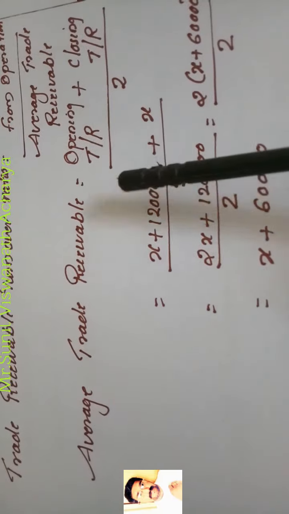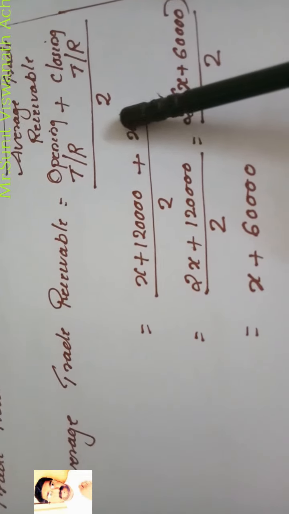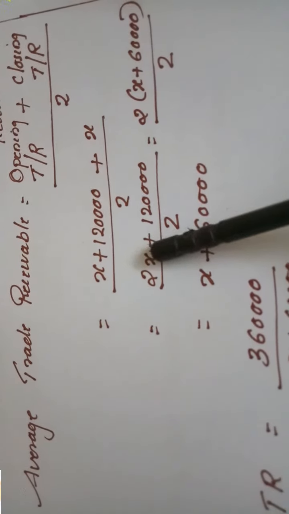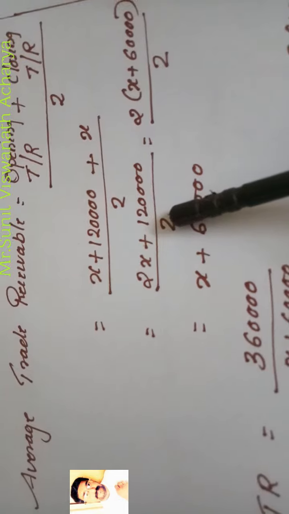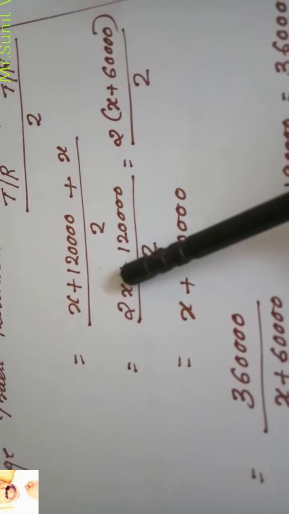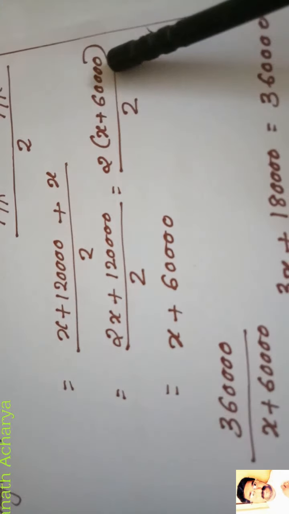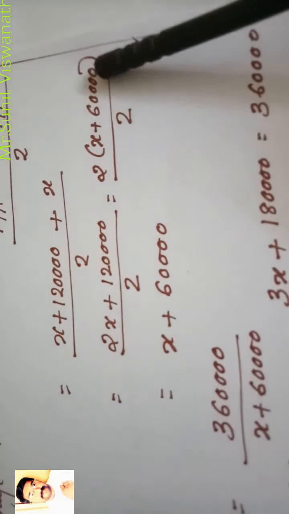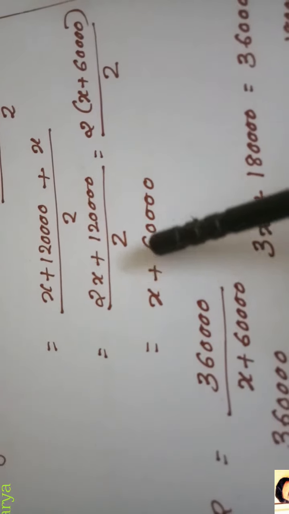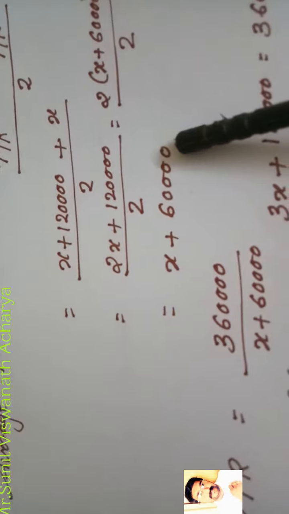So here average trade receivable becomes X plus 1,20,000, that is opening trade receivable, plus closing trade receivable X, divided by 2. When you do X plus X, 2X plus 1,20,000 divided by 2. You can take 2 as a common factor outside. When you take 2 from 2X, X will remain. From 1,20,000, when you take 2 out, 60,000 will remain. So 2 into X plus 60,000 divided by 2. Here 2 and 2 will cancel. The balance you will get is X plus 60,000. So average trade receivable we got X plus 60,000.